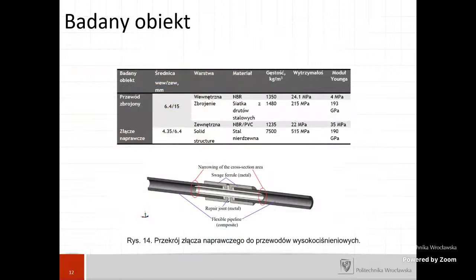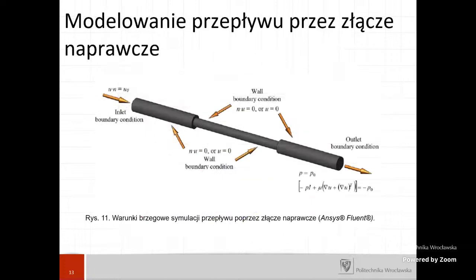Do tych modelowań, które tutaj były prowadzone, przyjęliśmy takie parametry: warstwa wewnętrzna to guma NBR, zbrojenie siatka z drutów stalowych, natomiast warstwa zewnętrzna to NBR plus PVC, taka kombinacja, żeby była trudnościeralna. Złączka w tym przypadku była przyjęta jako ze stali nierdzewnej, natomiast nie zawsze to są złączki ze stali nierdzewnej, to zależy od środowiska, w jakim układ pracuje.